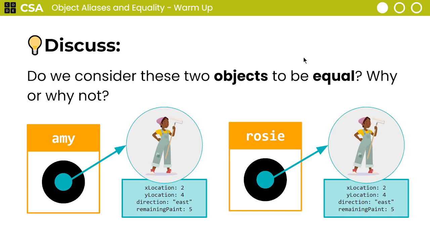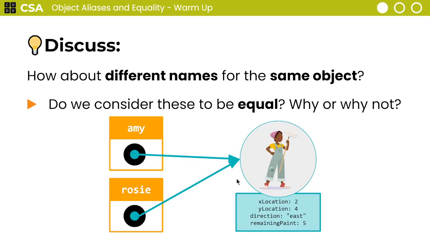Why or why not? We have Amy here on the left with an X, Y location, direction, and remaining paint 5, and Rosie on the right with the same values. Are they equal? Yes or no? How about the different names for the same object? Do we consider those to be equal? If we had Amy and Rosie pointing to the same object, would the different names be the same? Should those be considered equal?